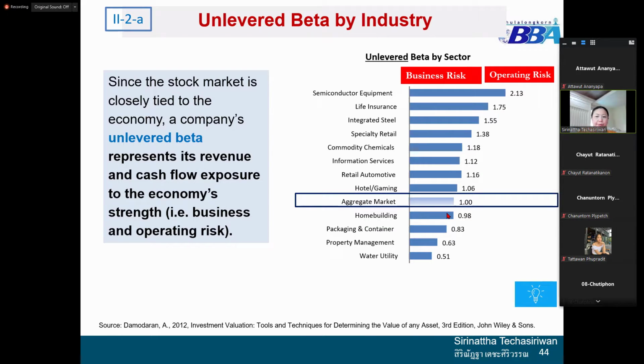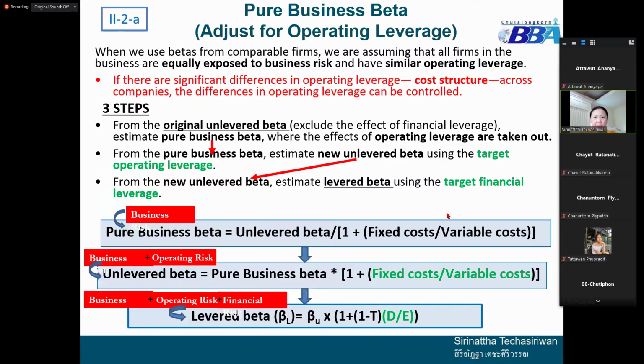All right. Until this slide, does any student have a question? If you don't have a question, then the next slide talks about the adjustment of the operating leverage.